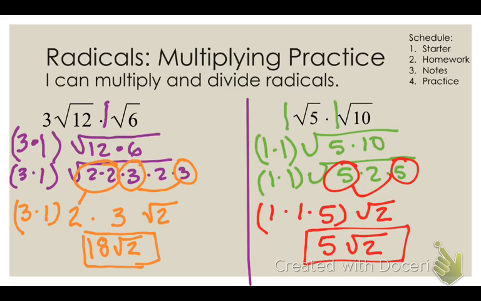So as you see, I've worked through the other example, and I came out with 5 square root 2 as my answer. Okay.